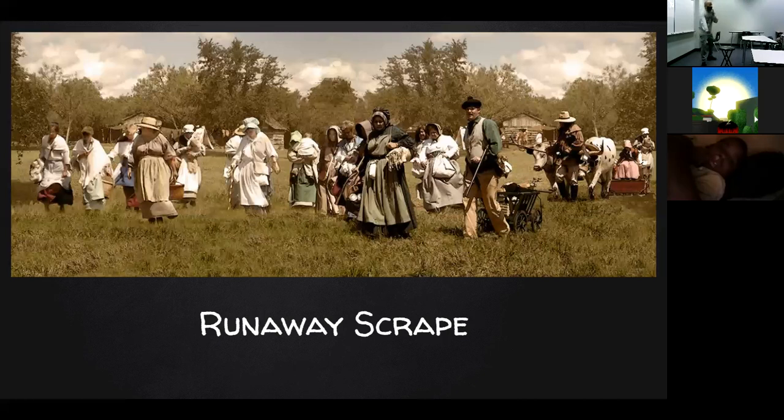you. Here we go. Runaway scrape. So the idea is the settlers were running away because they're hearing about Santa Anna who kills everybody. So they're like, oh, we got to get out of here, baby. Let's go. Grab the kids. Hey, let's get that stuff. We got to get away. He's coming. All right? So everybody's running away.